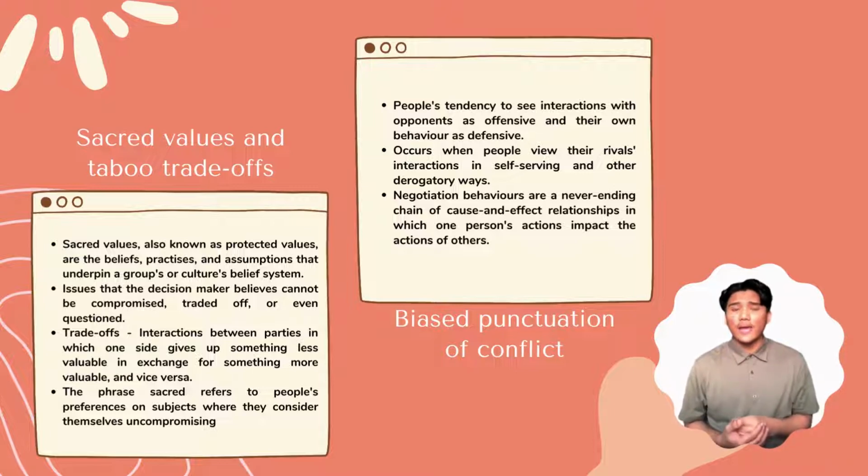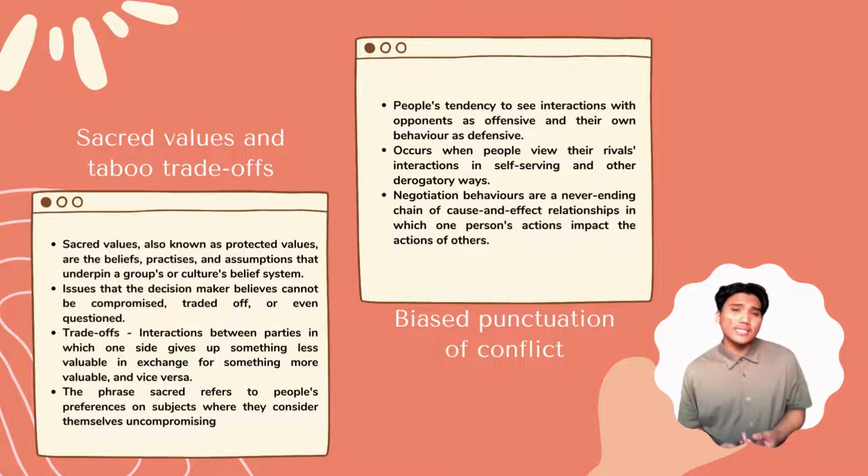People may ignore unpleasant trade-offs when making taboo trade-offs to serve their economic interests. A trade-off means an interaction between parties in which one side gives up something less valuable in exchange for something more valuable, and vice versa. Sacred values are totally opposite to secular values, which are concerned with resources that may be traded. With a few significant exceptions, a near universal ascription to sacred values occurs within a society.